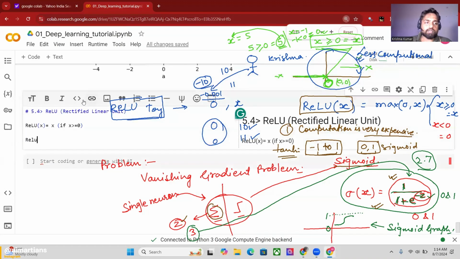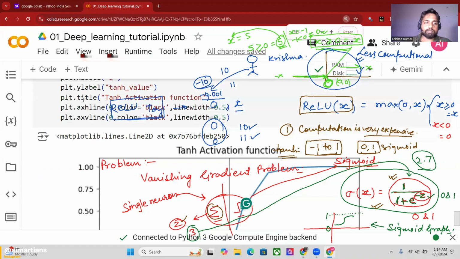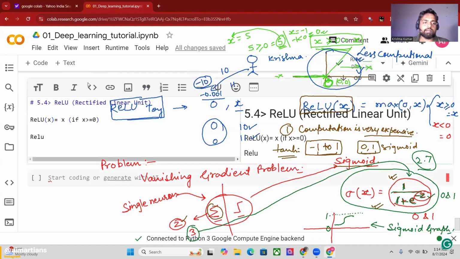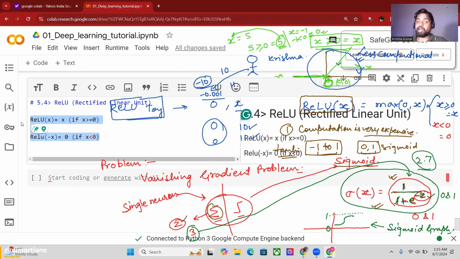Whereas, let me make the font bigger. Yeah, this is fine, I guess. So for ReLU, again, let's say I'm passing a negative value this time. In this case, it will return 0 if x is less than, only less than, not equal to, less than 0. In that case, it will simply return a value of 0. So this is a very simple kind of equation which we are using.